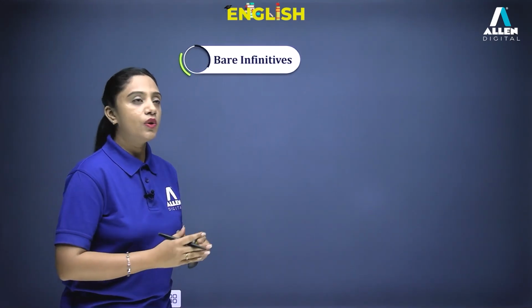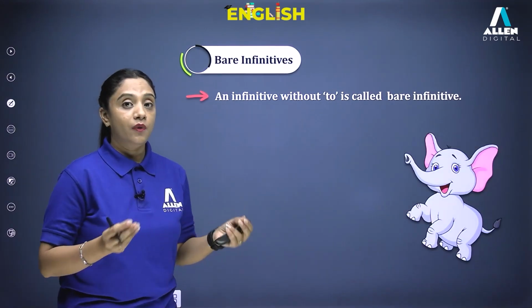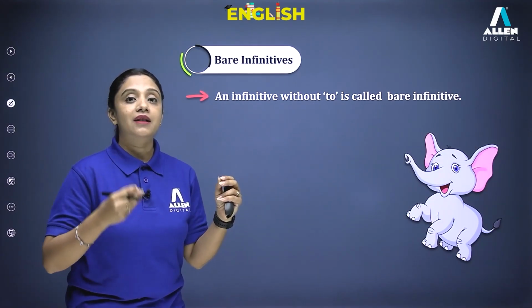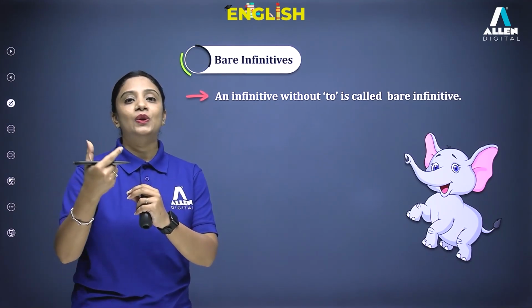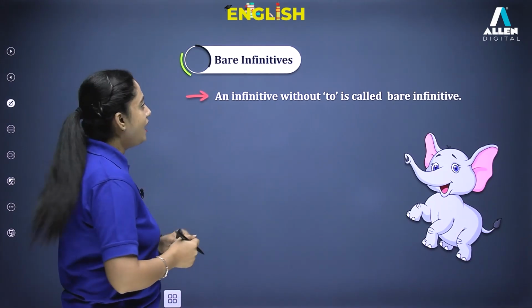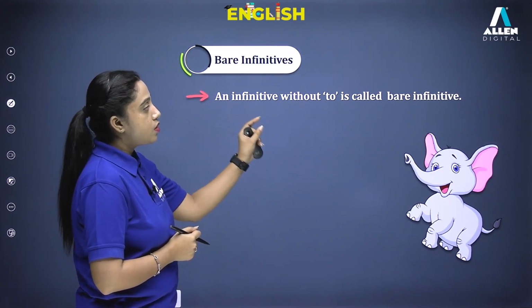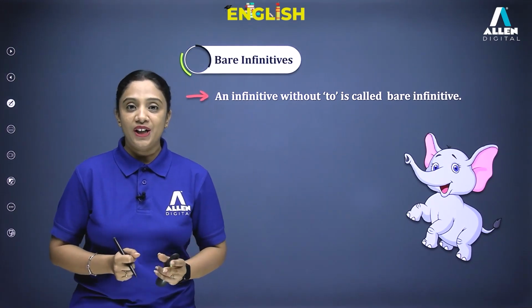Right? Now we are going to discuss bare infinitive. So as the name itself suggests, bare infinitive. So what is going to be missing over there? That to is going to be missing over there, right? So an infinitive without to is called bare infinitive.